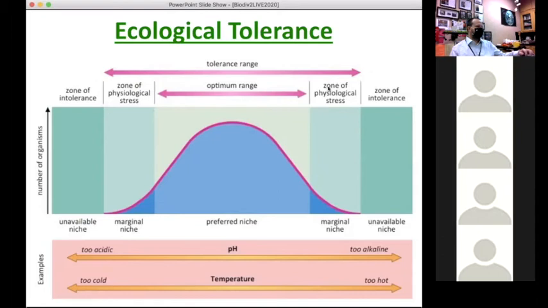But that's called the zone of physiological stress. So you start to become uncomfortable. You could even get sick in these ranges. Typically, though, you can still tolerate it. It's not going to wipe you out. But at some point it will. It'll kill you. Okay, and so that is the zone of intolerance.